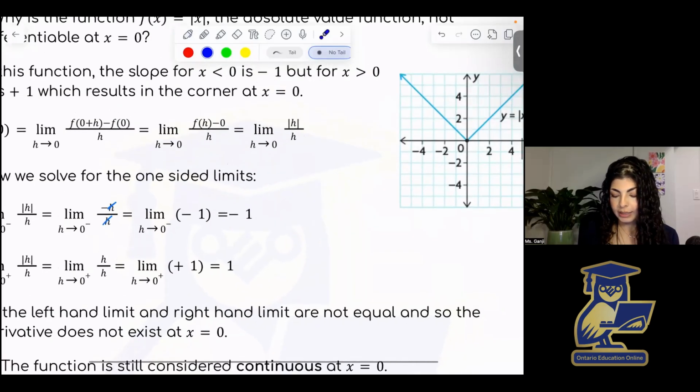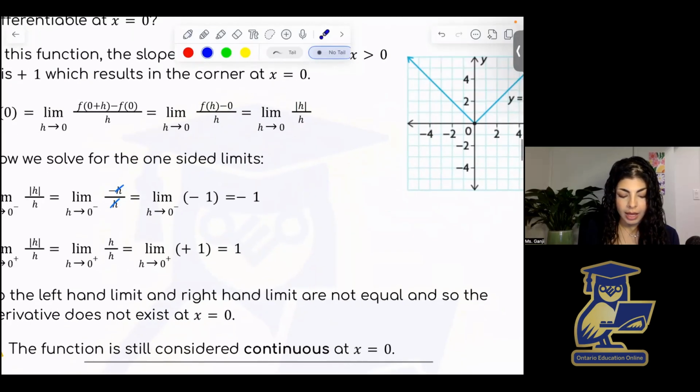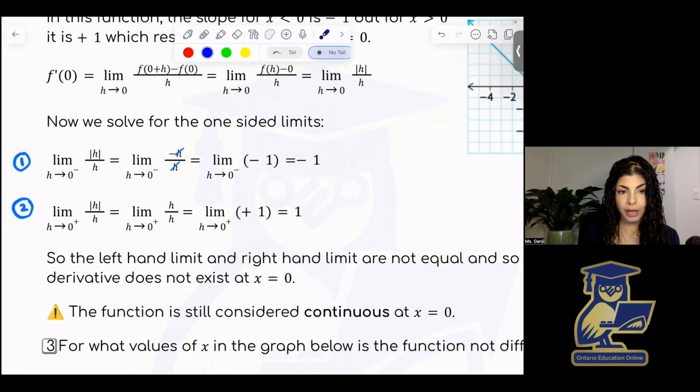However, from the right-hand side, we have the absolute value function is actually just h. And h over h is just 1, +1. So the slope here is 1. So the left-hand side and the right-hand side limit do exist, but they're not equal.